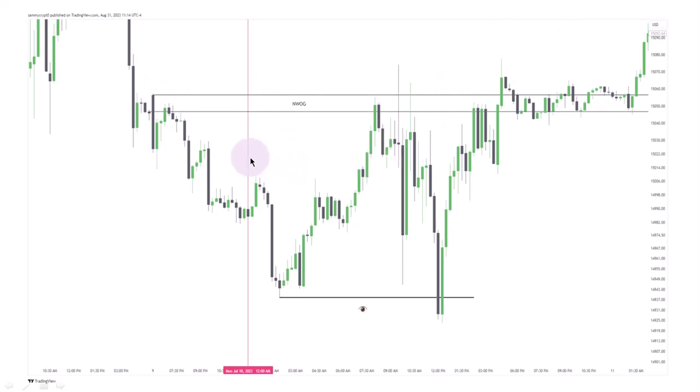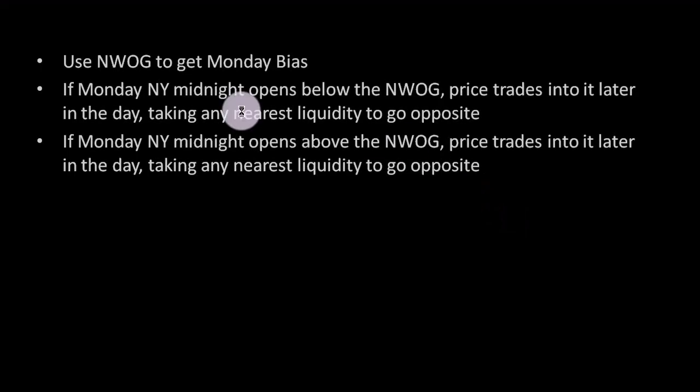Now, where did midnight open? You can see it here, this vertical red line. That's midnight open, opening below the NWOG. Now, what do we talk about price opening below the NWOG? See it here. If Monday, New York midnight opens below the New York opening gap, price trades into it later in the day, taking any nearest liquidity to go opposite.